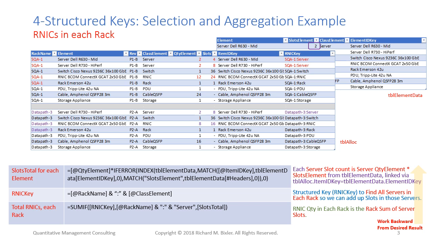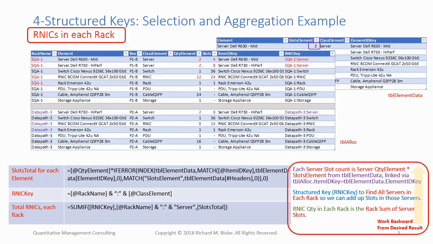Of course, the table was constructed to hold data on equipment allocation, but we also added structure to it to solve a particular problem. The problem to be solved is, how many RNICs should be allocated to each rack? The way to solve this problem is shown in the outlined box at lower right, working backward from the desired result up to the number of RNICs to be in the quantity element field.